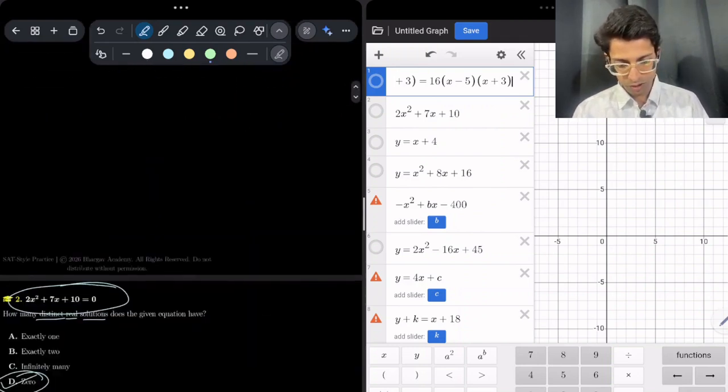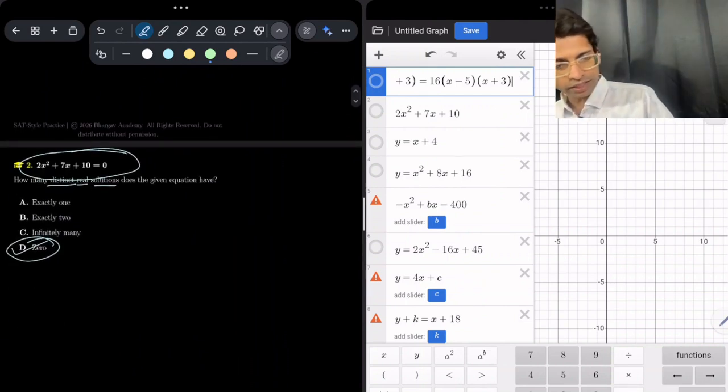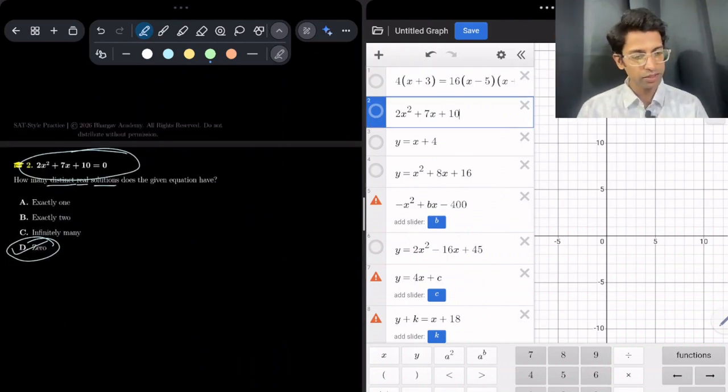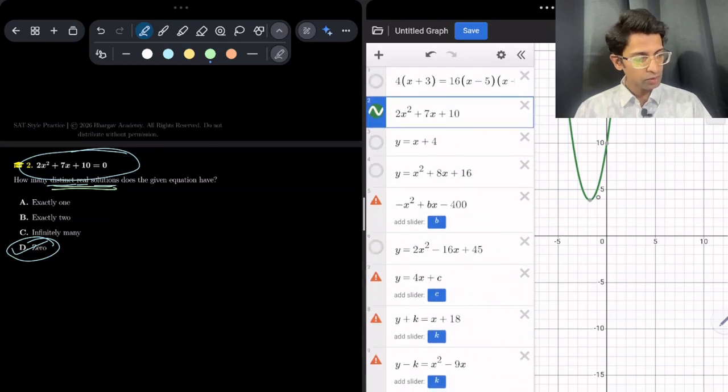Let's go to the next question. How many distinct real solutions does the given equation have? Again, we have done this using Desmos, as you can see here. Distinct real solutions, we have seen from that particular equation that because this particular equation is not touching the x-axis, it has no real solutions. So Desmos is the best way to do this one, the fastest way.